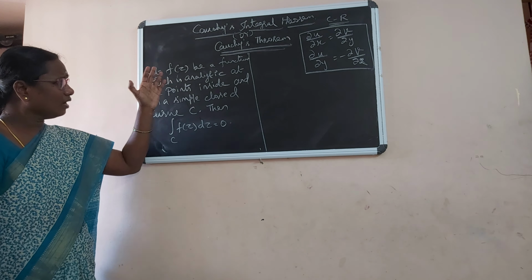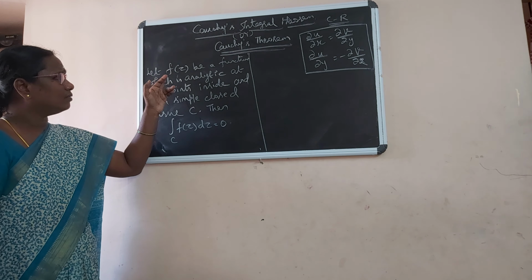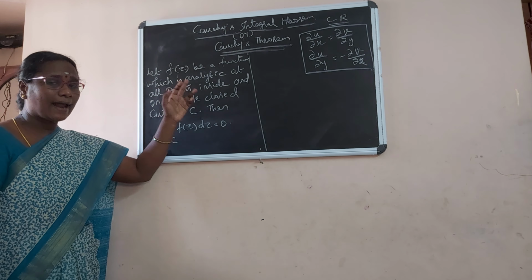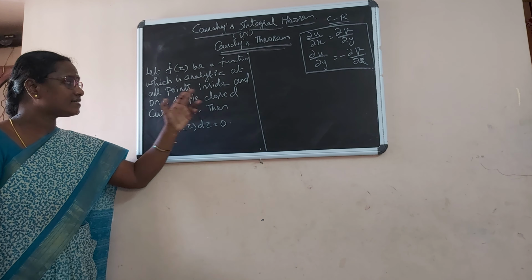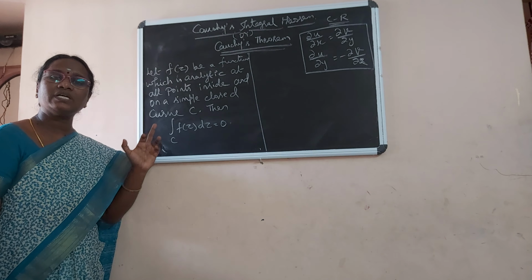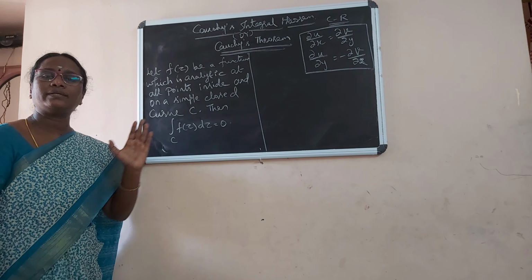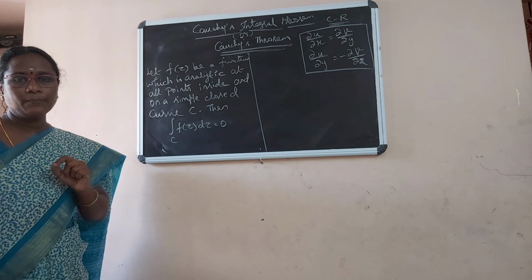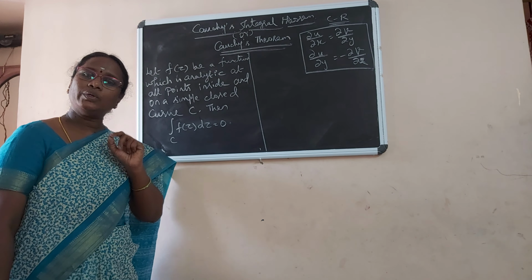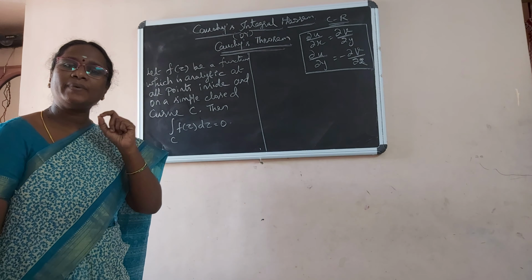Now, the statement of Cauchy's theorem is that f of z be a function which is analytic at all points inside and on a simple closed curve C. Then the integral over C of f of z dz is equal to 0. What is meant by a simple closed curve? Before that, what is meant by a curve?